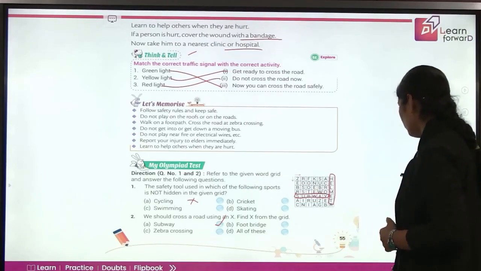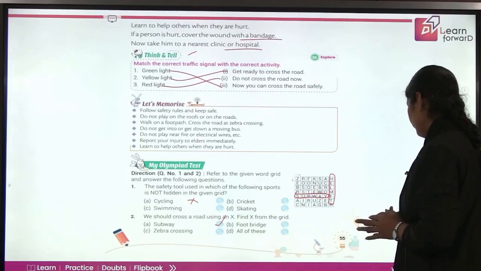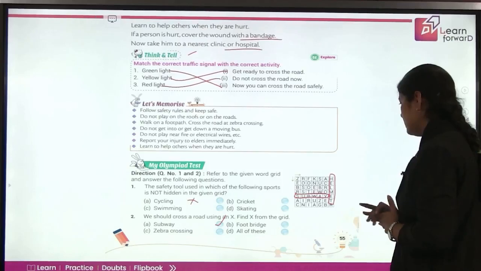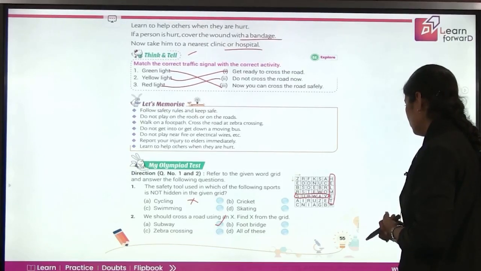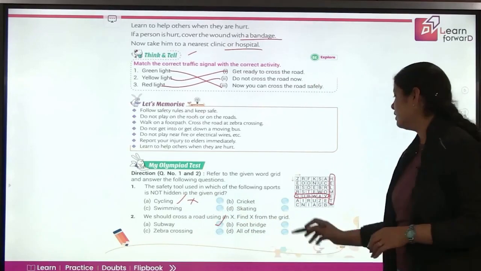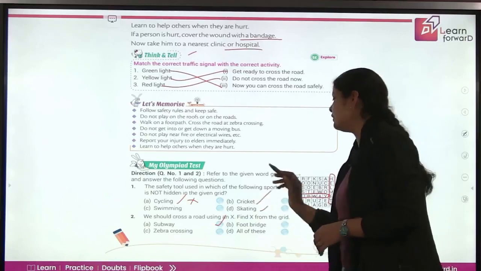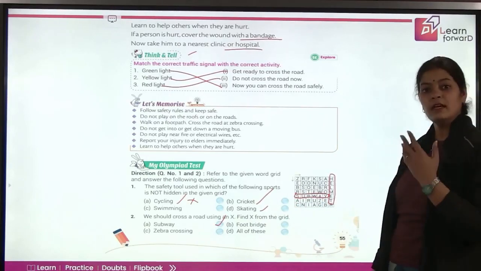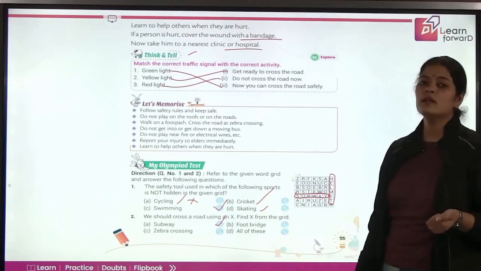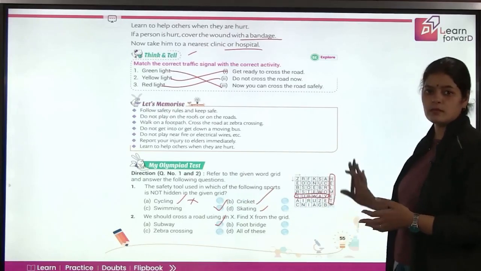Swimming, for swimming we use a tube. Cricket, for cricket we use. So for cycling you use a helmet. For skating also you use a helmet. And for cricket also you use this helmet for safety, so only cycling is the correct answer then. For swimming we do not have this tube in this grid.